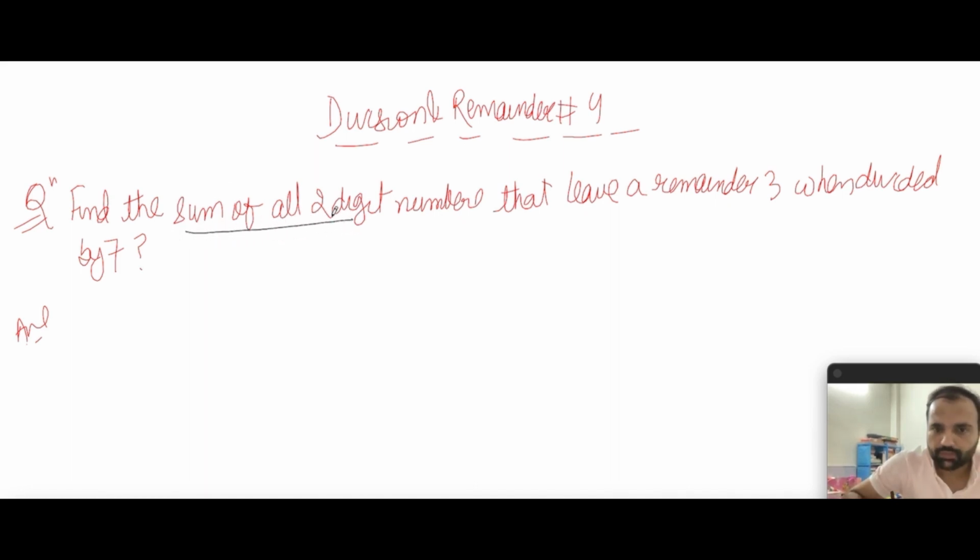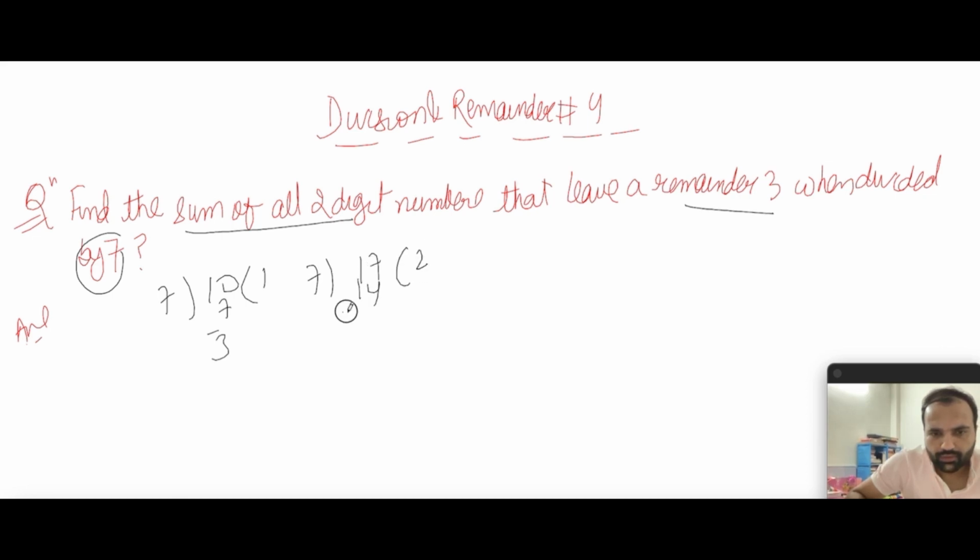It says sum of all two-digit numbers. That's the first thing, and then the remainder 3, divided by 7. So two-digit means the least two-digit number is 10. If we divide it by 7, we get a remainder of 3. The next, we can check for 11, 12, 13. We won't get anything, so we keep doing this and we get 17. If we do it again by 17, we get similarly again. You see, it is 10, it is 17. So can we check for 24?